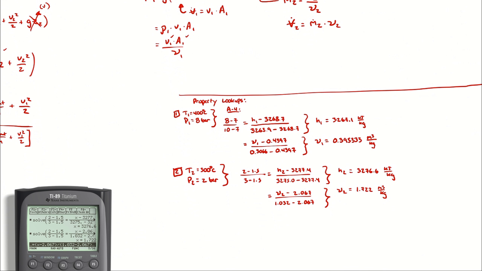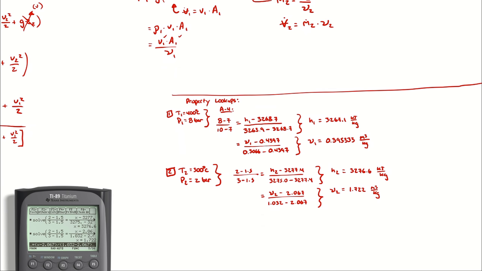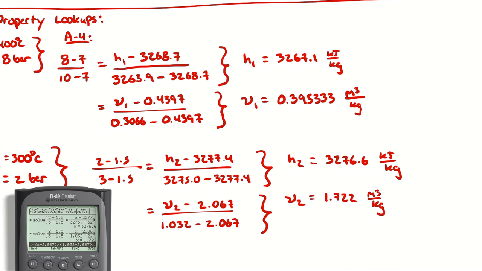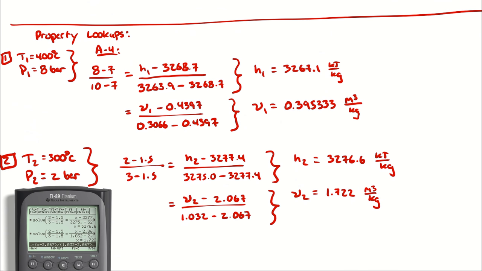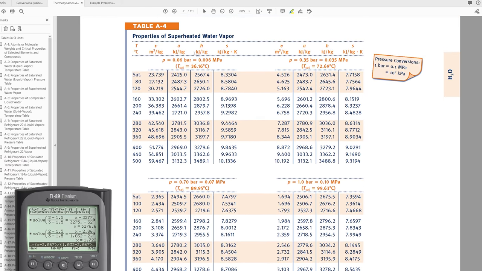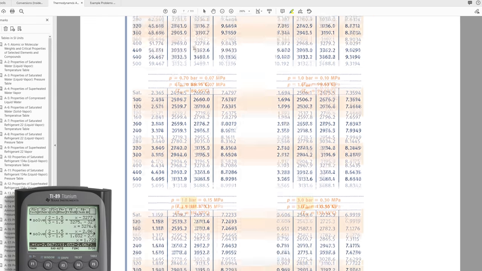Then let's look at the changes in our numbers to see if that matches what we would expect. We see that our specific enthalpy is going from 3267.1 to 3276.2. So we are increasing our specific enthalpy. That is a bad sign. That is an indication that we are increasing our kinetic energy and our enthalpy while rejecting heat throughout the process. So we need to go back and double check our numbers. To do that, I will jump back into the property tables. And let's first look at our superheated water vapor tables at 8 bar.